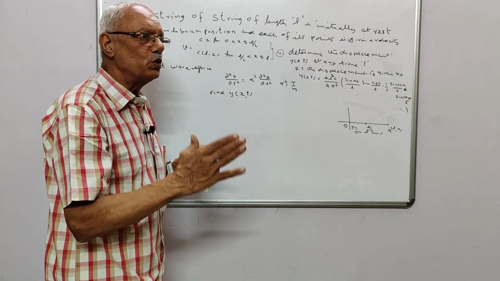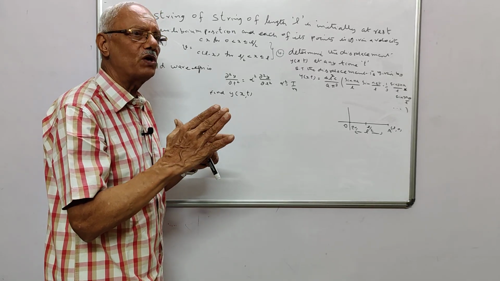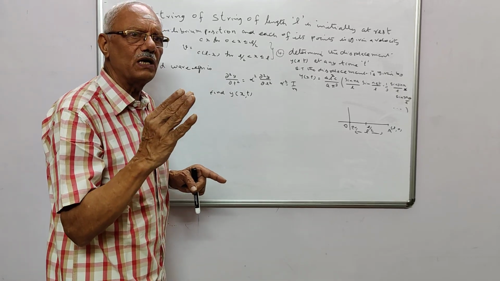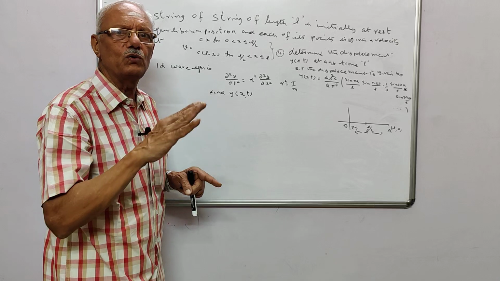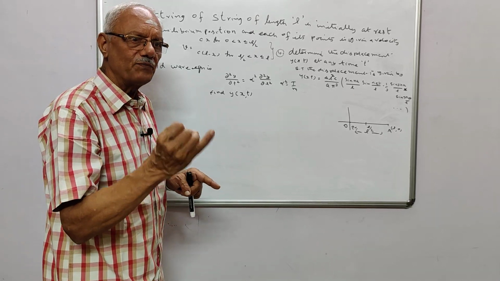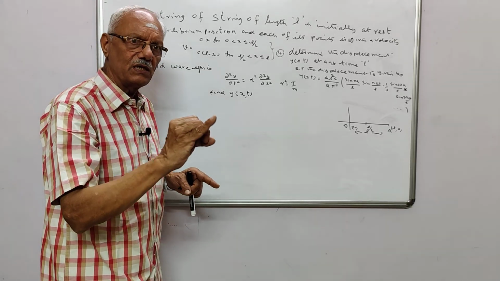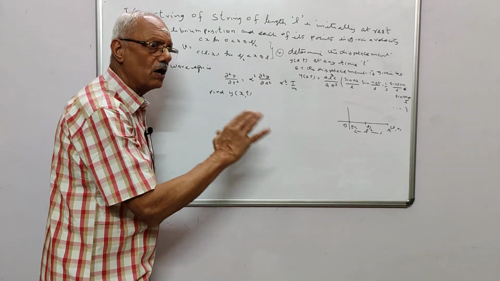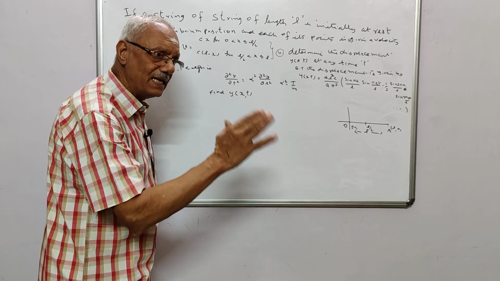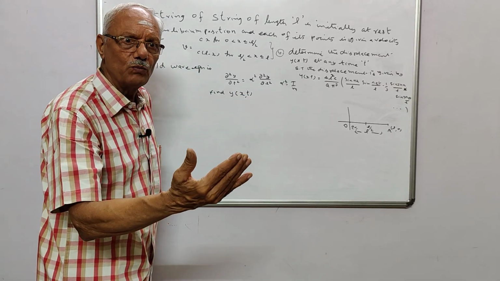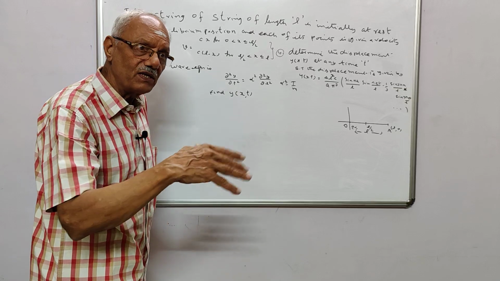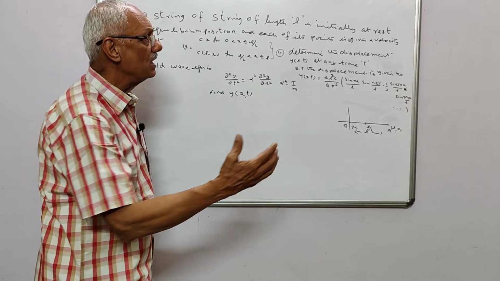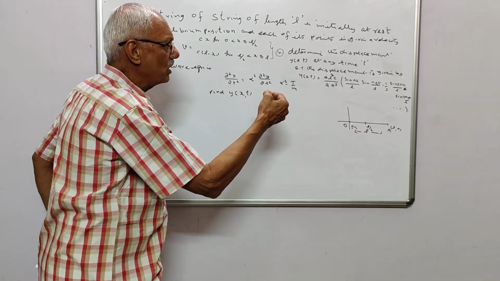The second thing is that you must be able to fix the boundary conditions. Unless you are able to fix the proper boundary conditions, you will not be able to do the problem. Let me first write the boundary conditions, then I will write the most suitable solution. After that let us start solving it, that means let us try to find out this y of x,t.